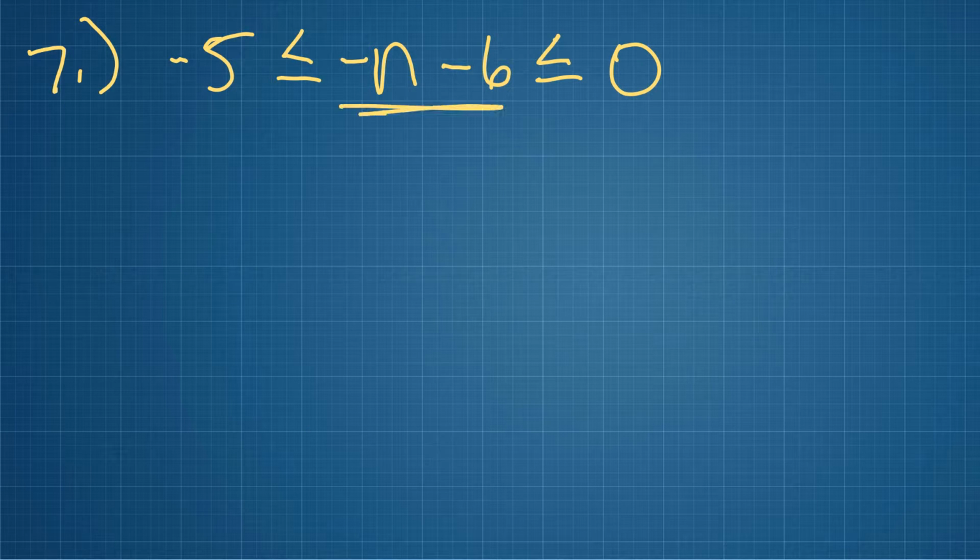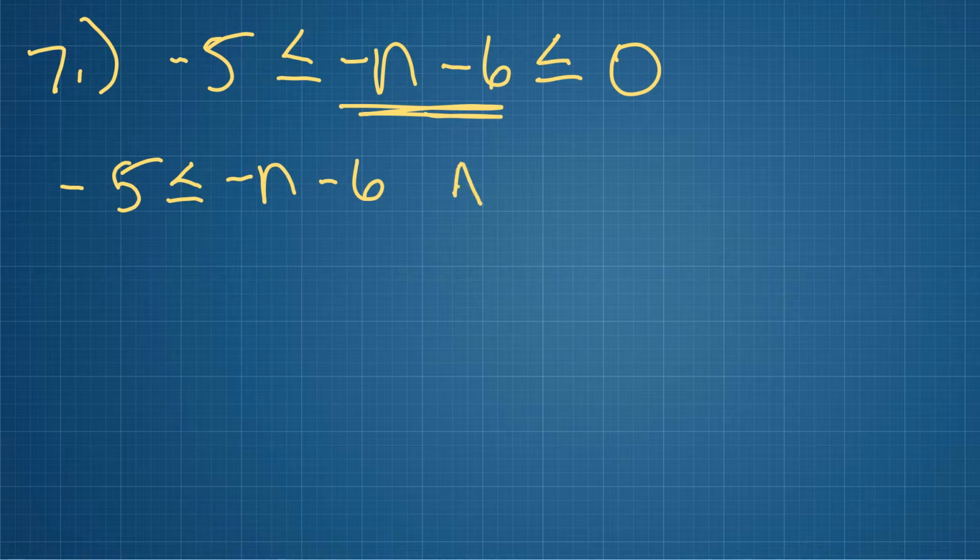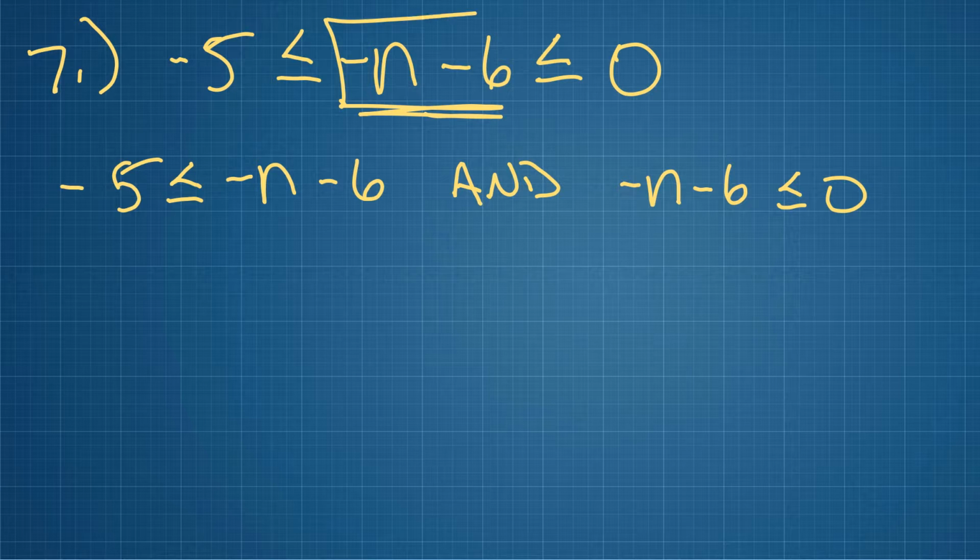All right, so the first thing I'm going to do is I'm going to write this middle twice. So I'm going to write negative 5 less than or equal to minus n minus 6. I put the word and, I write negative n minus 6 less than or equal to 0. So I took this middle, I wrote it twice. All right. Now I'm going to do these one at a time.